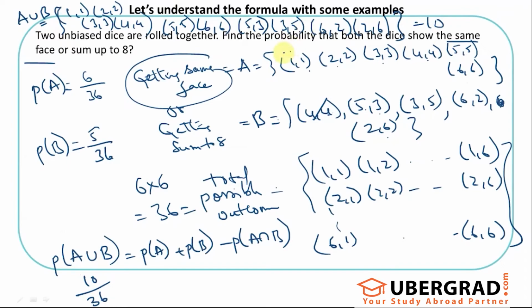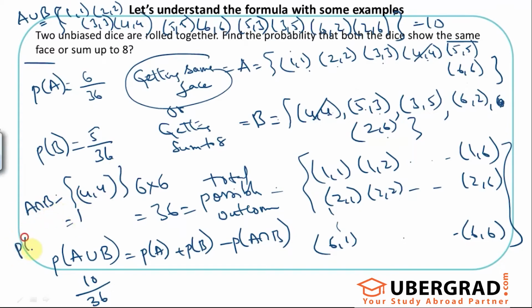If I am trying to use this formula, the addition theorem, what is the A intersection B set? Intersection B is to pick the element which is appearing in both the sets. It's only 4 4, right? 4 4 is the only element which is appearing in both the sets. So there is only one such occurrence of A intersection B.